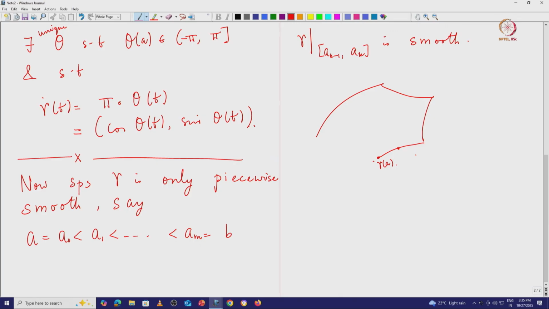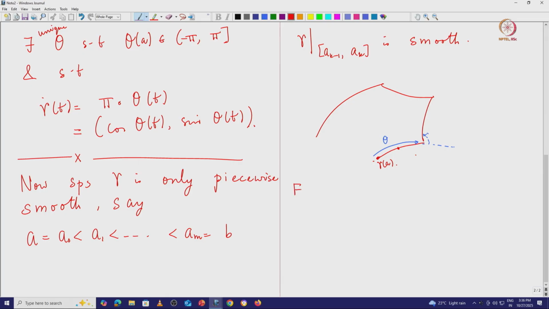Okay. So now what I do is I start with gamma of A, I traverse all the way to the first non-smooth point, I have my definition of theta from the proposition. At this point I basically introduce a jump in my theta, and the jump is precisely given by the external angle.